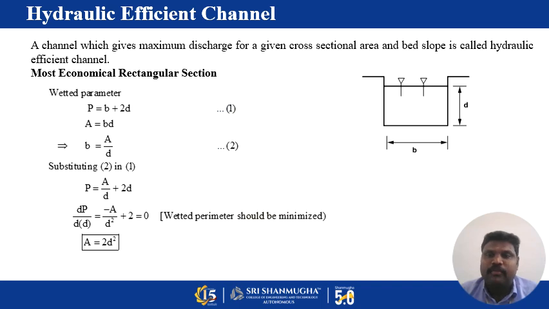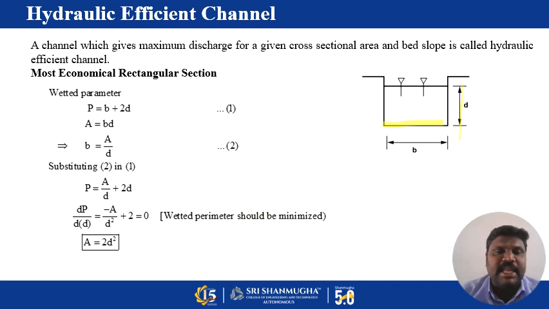So this is the breadth of the section and this is my depth. The area for a rectangular section is BD, and the perimeter is B plus 2D. The wetted perimeter, that is the water-touched portion in any section, is the perimeter. The water enters the channel through this B, D, and D, so adding all these dimensions, B plus 2D. So area is equal to BD.